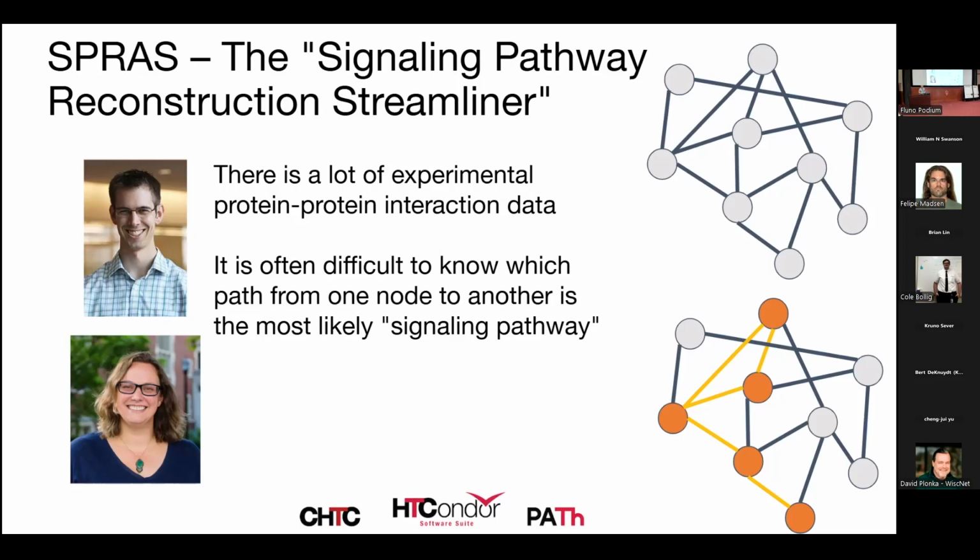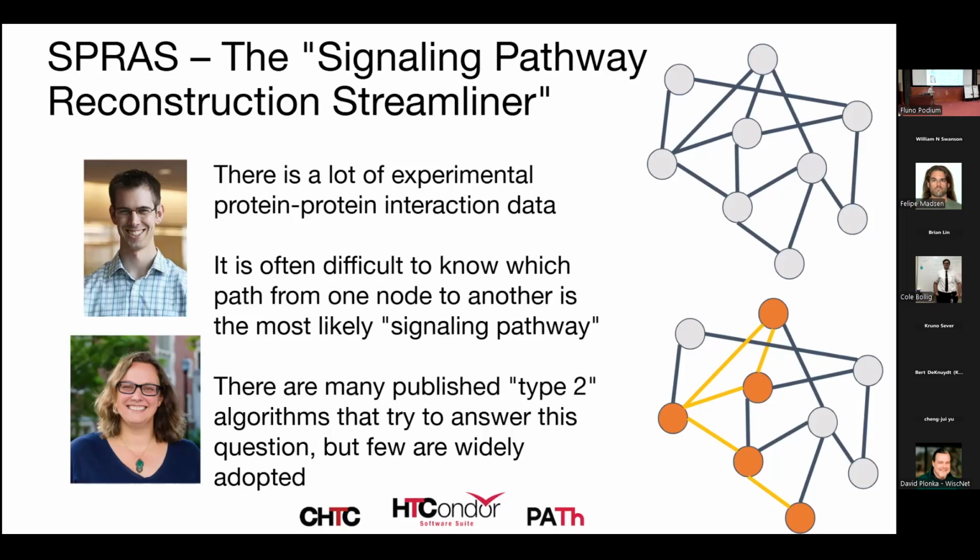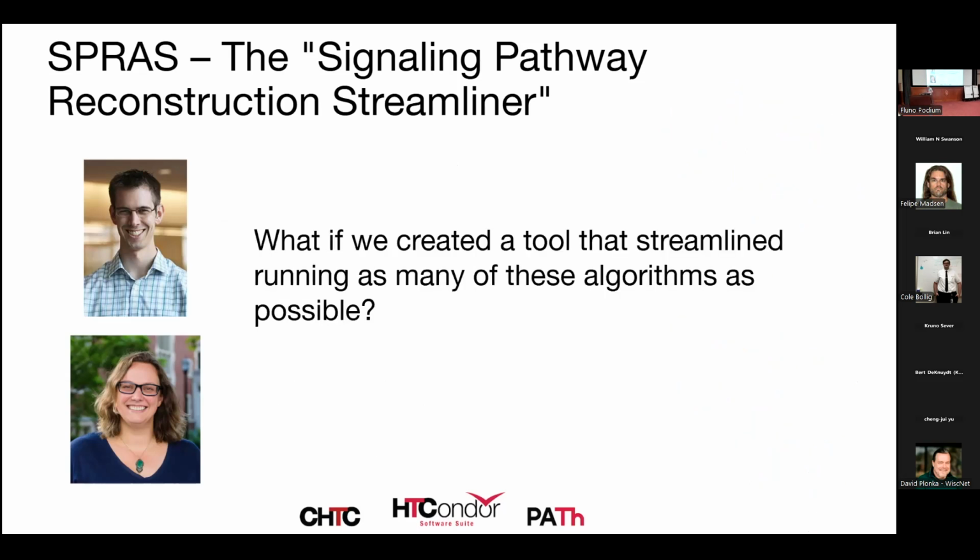Now, in this field of research, there are lots of different algorithms that try to come up with some clever way to generate one of these subpaths. But the problem is that a lot of these different algorithms are this type 2 research. So they're not necessarily meant to be picked up and used by people who actually want to do real science. So Tony and Anna, they get together and they ask the question, what if we created a tool that was able to piece together all of these different types of type 2 research so that a researcher who does have real data and wants to apply these algorithms to it is able to run this in a streamlined format?